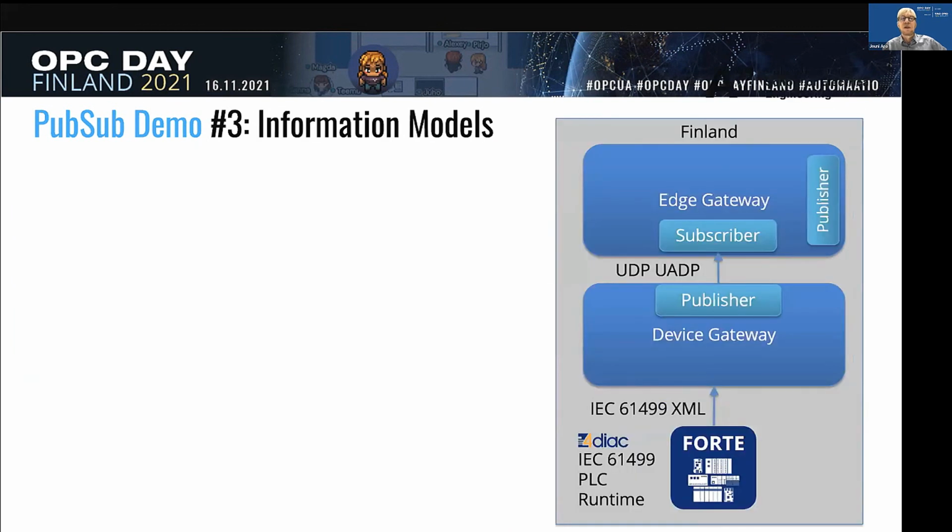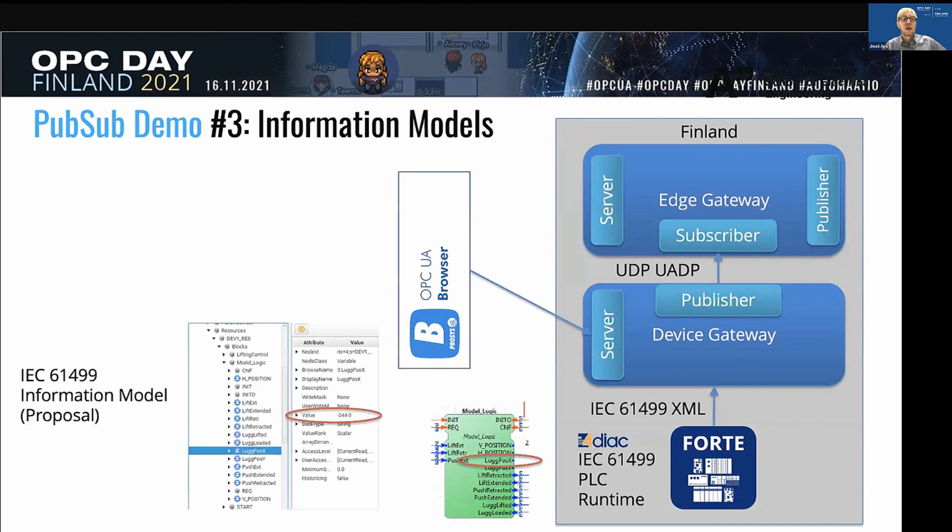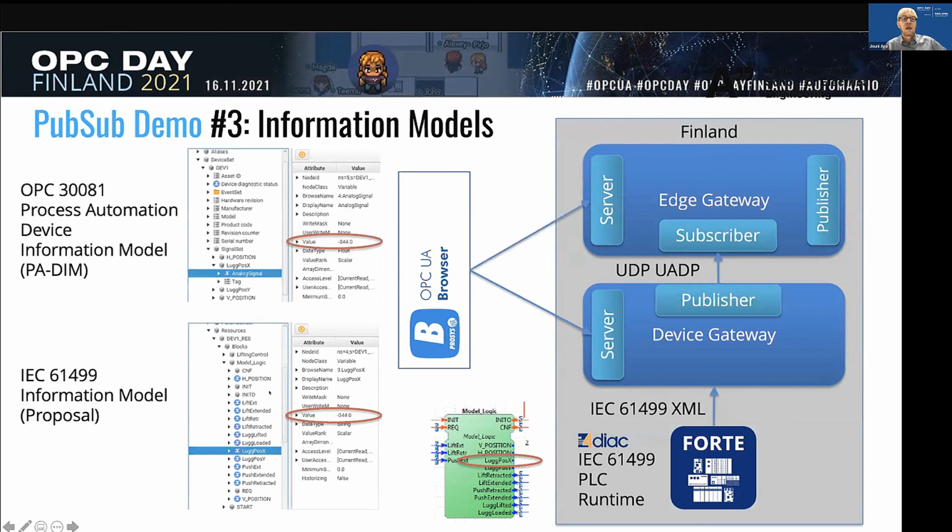If we look a little bit closer at the information models that are being used, in this function block we have, for example, the variable for the luggage position, X and Y coordinates. And on these gateways, we had the OPC UA servers. If we connect to the device gateway, we will be able to see the value with the client-server model, and we find it from the resources.